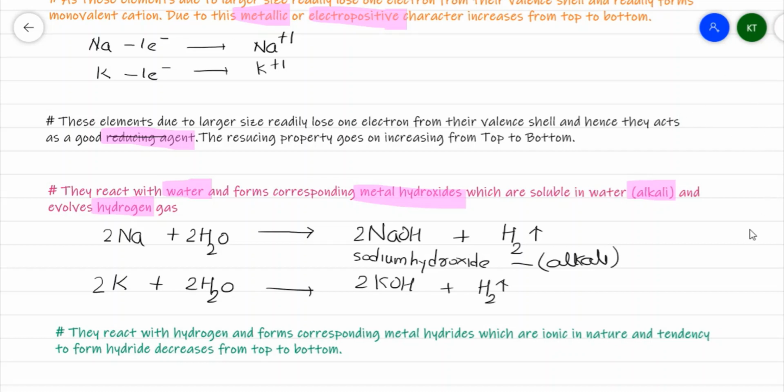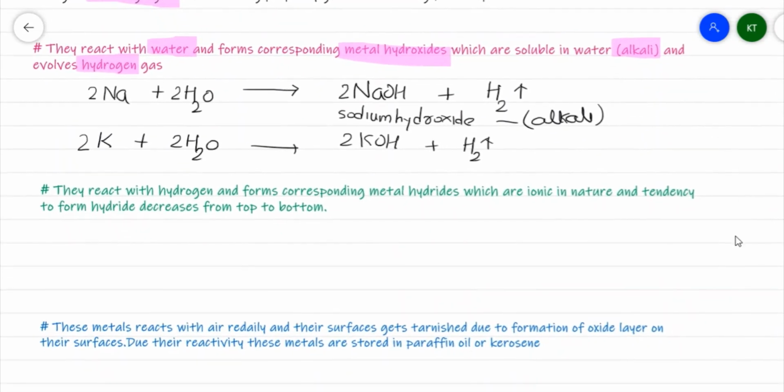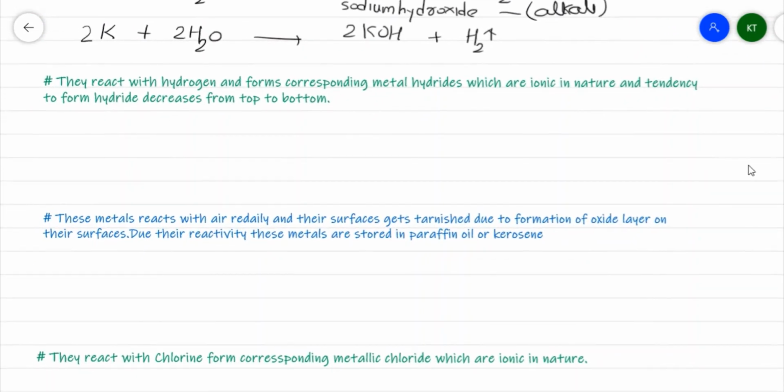Then these elements react with hydrogen so as to form the corresponding metal hydrides. This is very important. These elements show a tendency to react with hydrogen and result in the formation of the corresponding hydride. And the tendency to form hydride goes on decreasing from top to bottom. Why? Because cesium has a larger size and hydrogen has a very small size, so the effective bonding or force of attraction may not take place. On account of that, the tendency to form a hydride goes on decreasing from top to bottom.